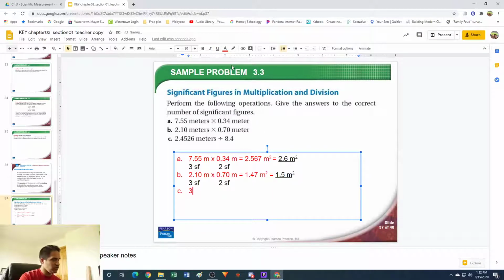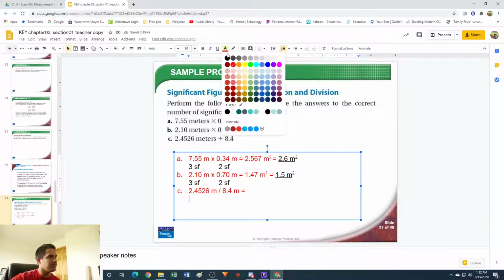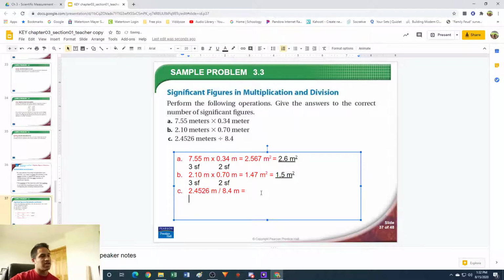We have 2.4526 meters divided by 8.4 meters. Okay, now this is division, but it still is the same exact thing as we did in the other one. So let's count the number of sig figs in our first number. In this case, we have 5 significant figures. And in our second number, we have 2 sig figs.